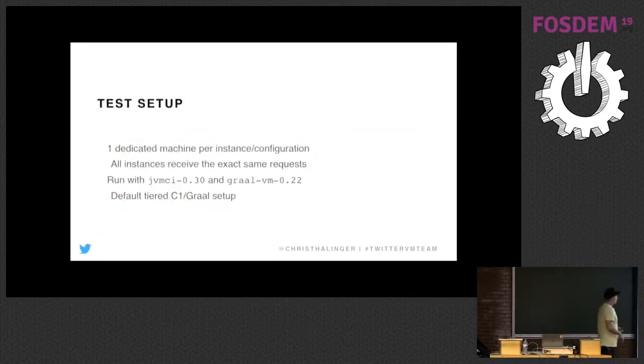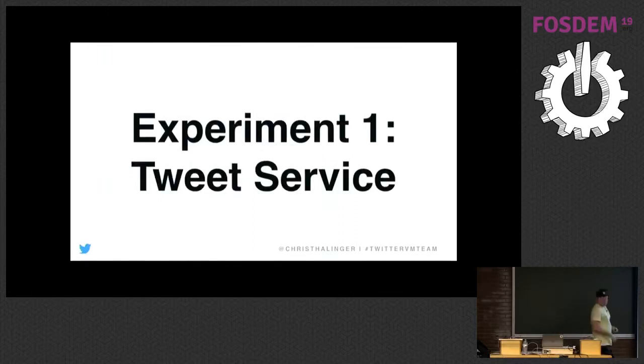The test setup is I have dedicated machines. There's nothing else running on them because crosstalk is a big issue when I do these performance evaluations. All instances receive the exact same requests. That's important. It's not the same number of requests, it's the exact same requests, because a tweet could potentially be 1 to 280 characters long, and that would affect memory allocation a lot and change the outcome. We're running with this version of Graal, default tiered setup, C1 and Graal, so there's nothing we change here. The first experiment is the tweet service. I have two experiments. I'm not sure if I can show you the second one too because of time.